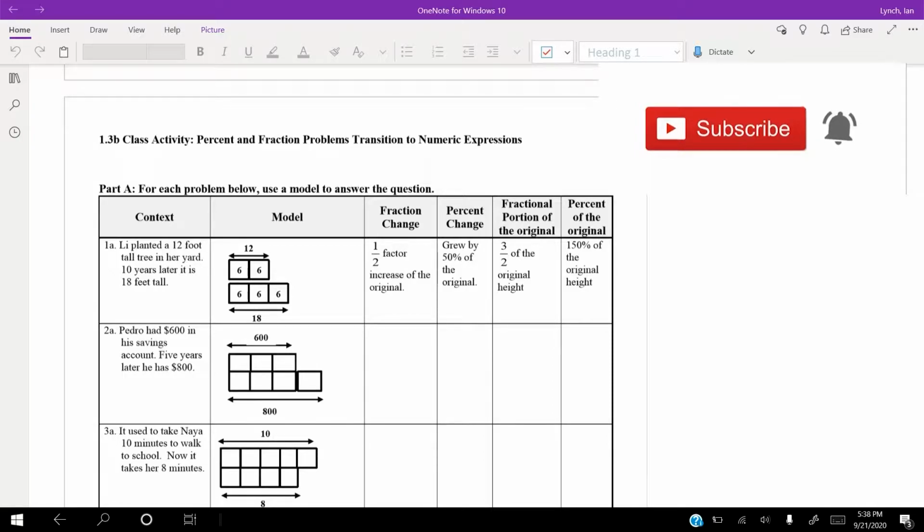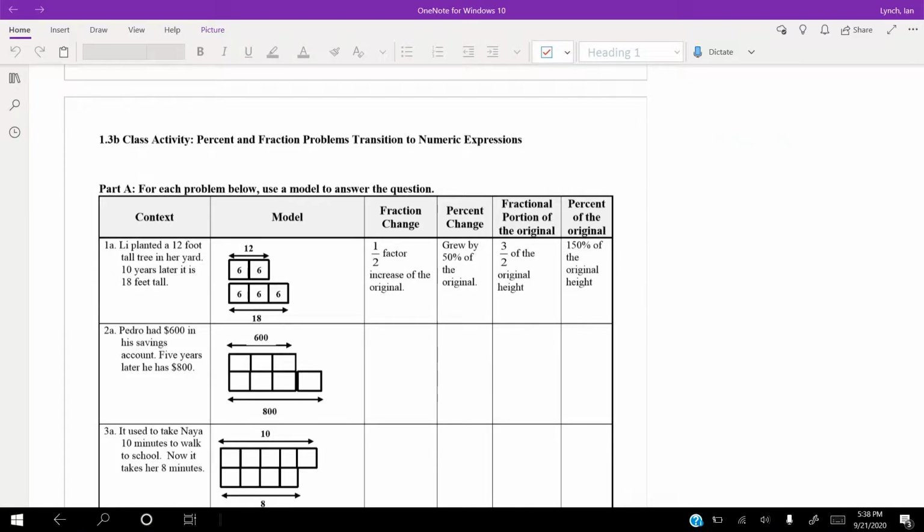Alright, so what we're doing here is looking at percent and fraction problems, turning them into numeric equations, or expressions, sorry. Now, this is some great stuff. This is honestly some of my favorites to teach. So let's look at this.